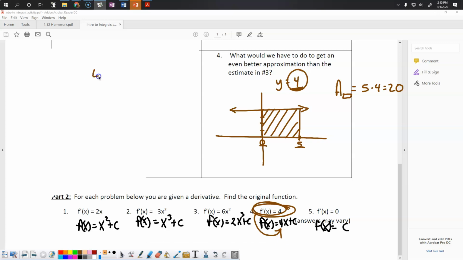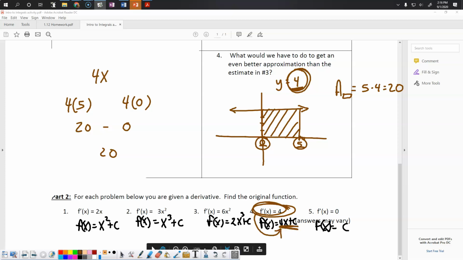So what you're going to do is take the integral of that line, and plug in two numbers, the left limit and the right-handed boundary. The right-handed one comes first, the left one comes second. So we get 20 minus 0 is 20, and there it is. So interestingly enough, there's another way to find the area. Instead of using geometry, you can integrate the function, which gives you 4x plus c.